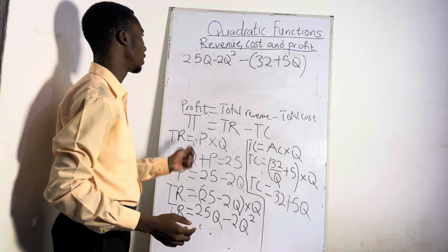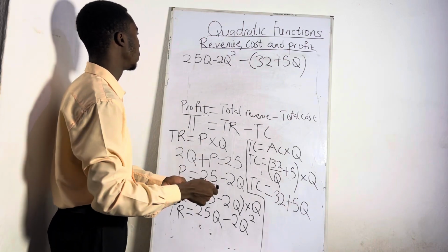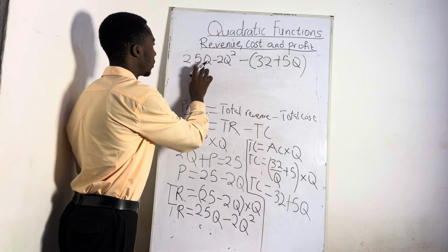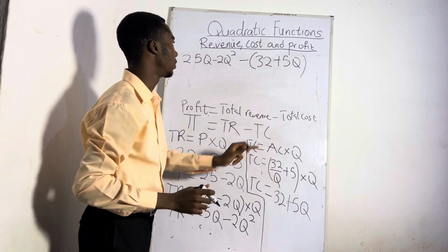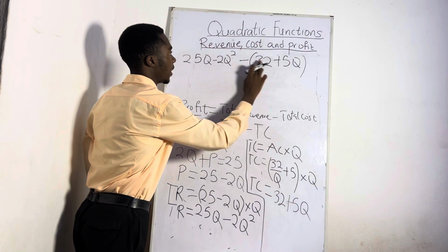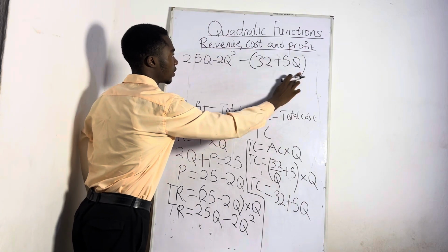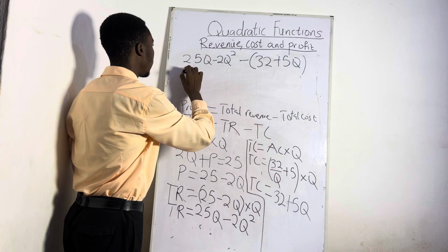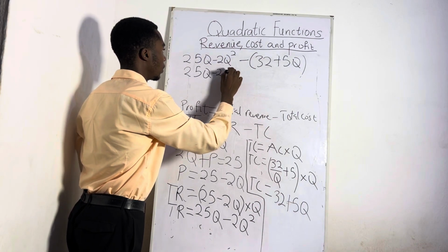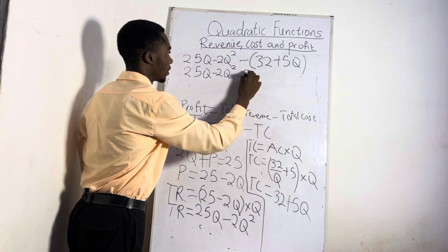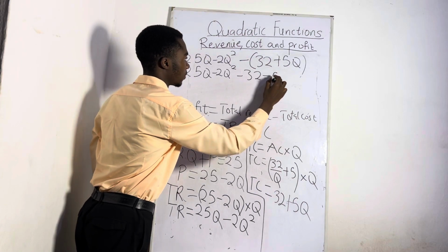So what do we have to do? We just have to simplify this. Now, how do we do that? We have 25Q here, we have 5Q here, so 25Q minus this 5Q. This minus is affecting all here. Let me just do it step by step. So 25Q minus 2Q squared, then minus 32 minus 5Q.